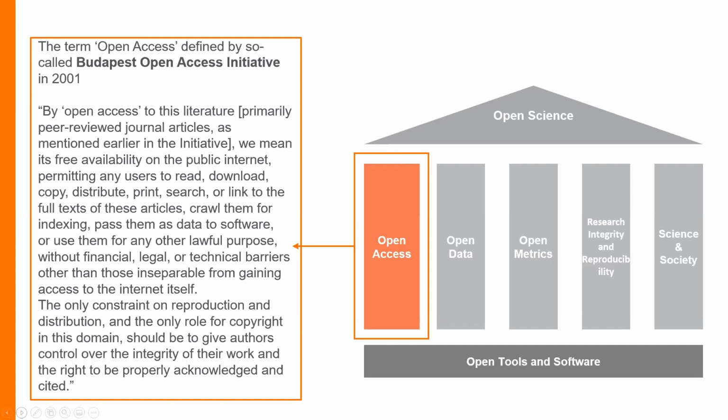So you can see that open access is only about scientific literature, about peer-reviewed journals and journal articles. So sharing scholarly output in written form.